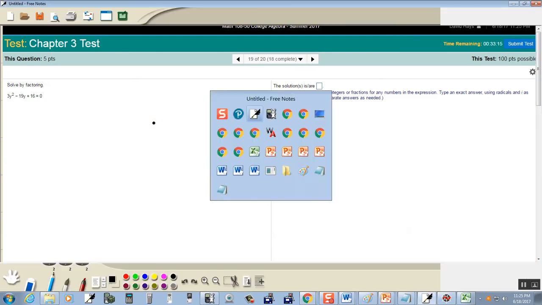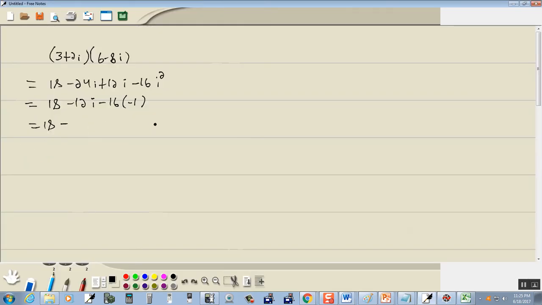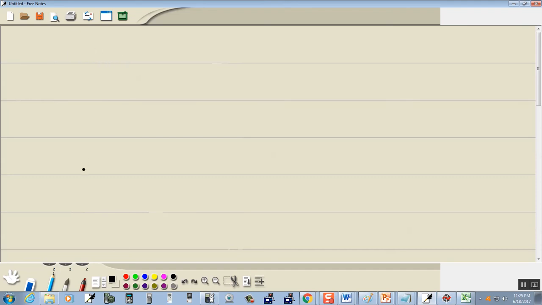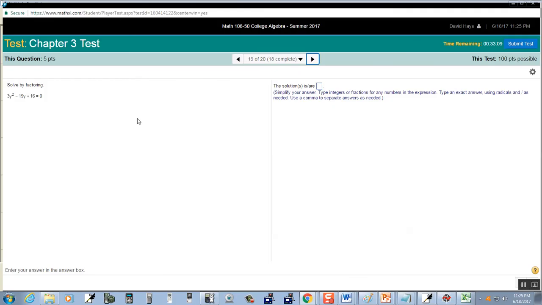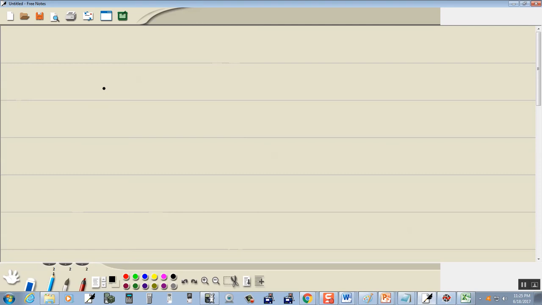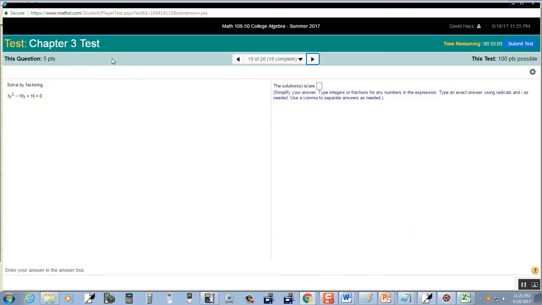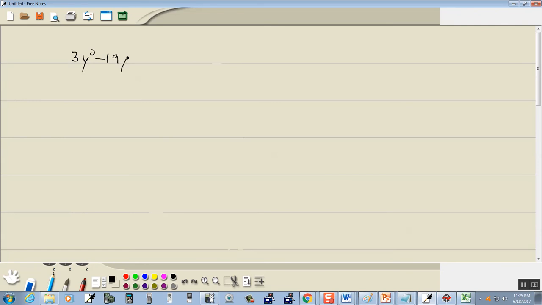Now solve this by factoring, so let me clear that off. And we got 3y squared minus 19y plus 16 equal to 0. And this factors, I think.